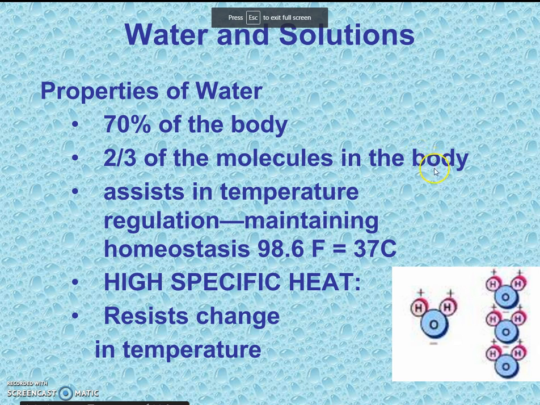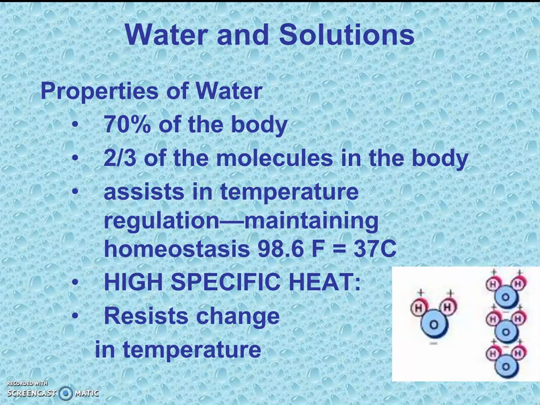So, first of all, 70% of your body is water. That is 2/3 of the molecules in your body are H2O, or sometimes I'll call it HOH, because that's how they're bonded together. It assists in temperature regulation, which means that your internal thermometer stays the same no matter how the outside increases or decreases, because you're mostly water, and water is stubborn.